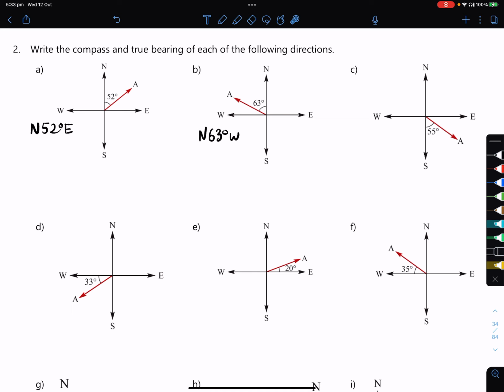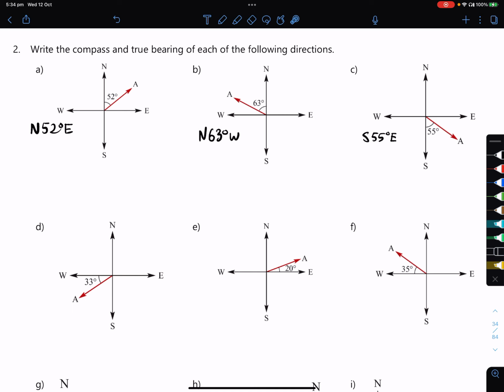Now, question C, this line is actually closer towards south compared to north. So we're going to say that from the south direction, we have to turn around 55 degrees to get to that line that points towards A. So we go, it's south 55 degrees east.